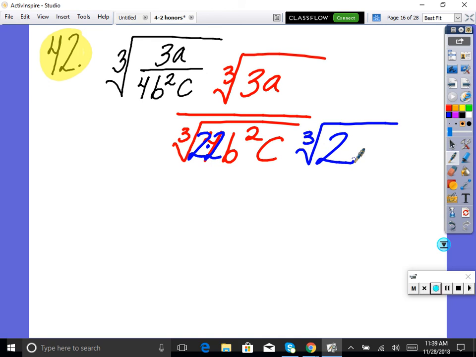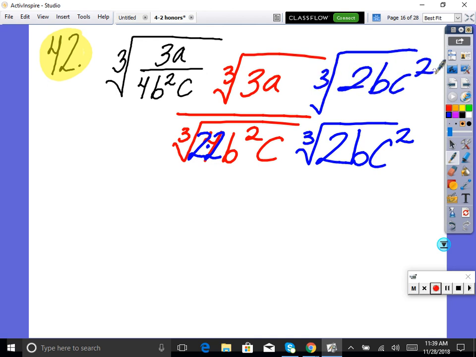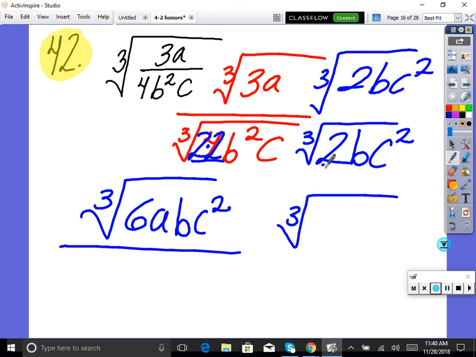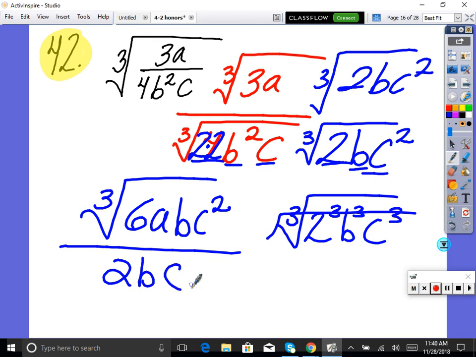Okay? And then b squared, we need it to be b cubed, so we'll multiply by 1 more b. There's only 1 c, we need it to be c cubed, so 2 more c's is what we need. So now on top, I have the cube root of 3 times 2, which is 6. I have an a, I have a b, I have a c squared on top. I still have people having a hard time with bottom. Look what we technically have on bottom. I'm writing it right here. We have the cube root of 2 cubed, b cubed, and c cubed. So those cancel out. So we get a 2bc. There's your answer. Follow those steps and it's not too bad.